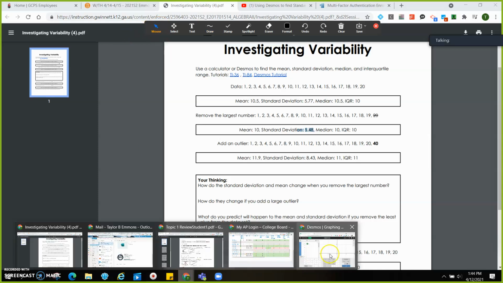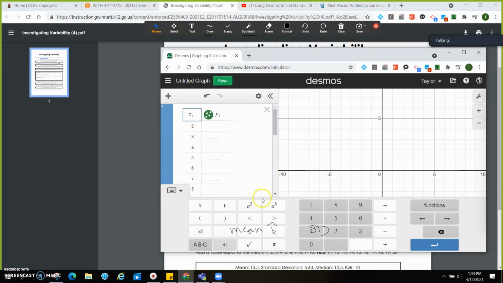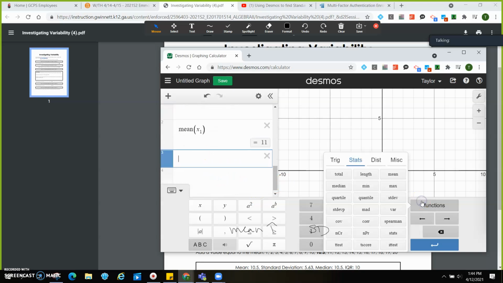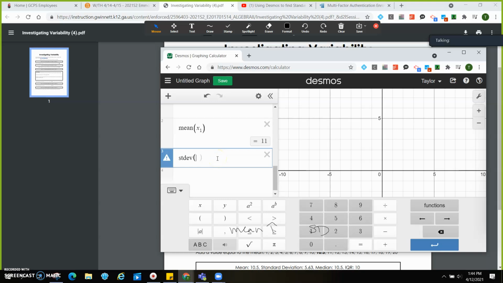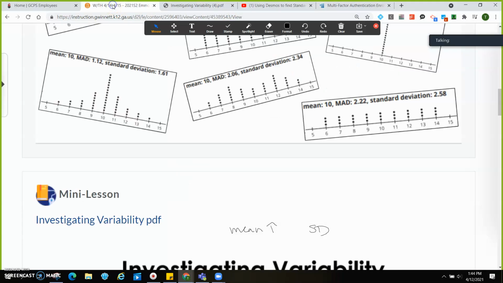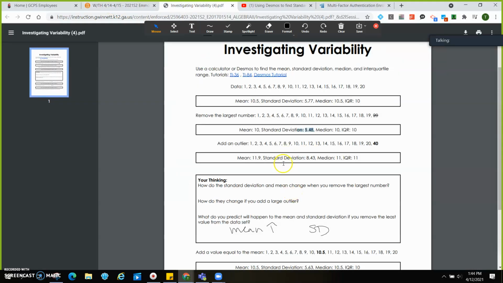So let's go over here. We've already taken away the 1. Okay, so let's go down here. We're going to go to functions. And again, you pull functions by this keyboard. You're going to hit stat, you're going to hit standard deviation, and then you're going to hit x sub 1. And that's 5.63. Okay, so looking back to our problem, the original is 5.77. So standard deviation is going to go down.